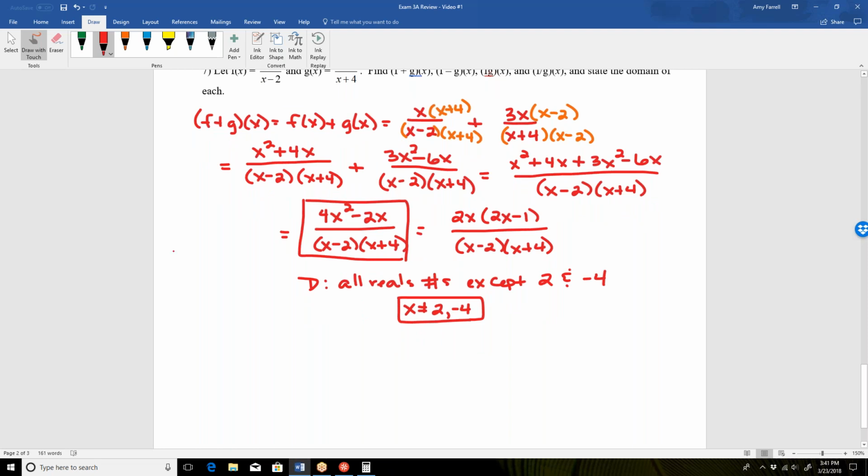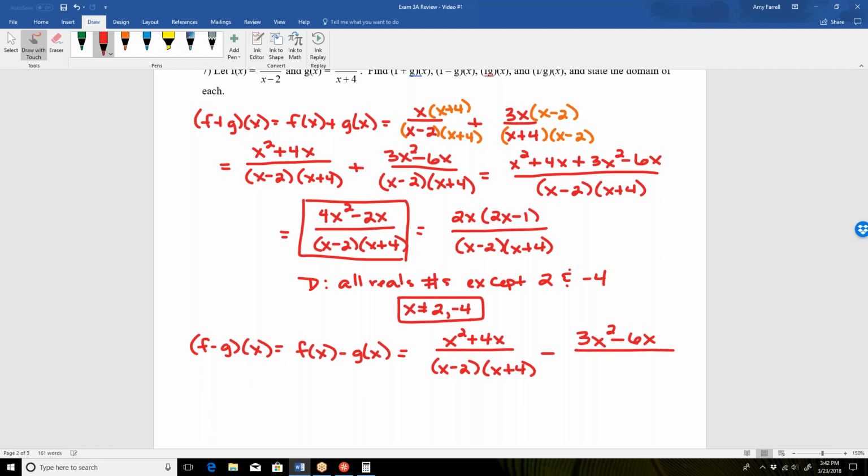Okay, next, let's do f minus g of x, which is the same thing as f of x minus g of x. Now, since we already did the work above to get a common denominator, I'm just going to go right here to this step and just change this plus sign to a subtraction symbol. So we have x squared plus 4x over x minus 2 times the quantity x plus 4 minus 3x squared minus 6x over x minus 2 times the quantity x plus 4.